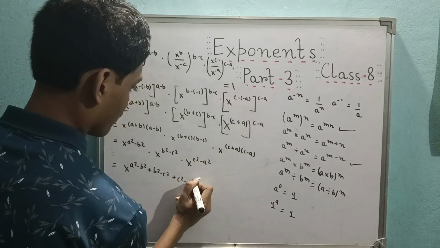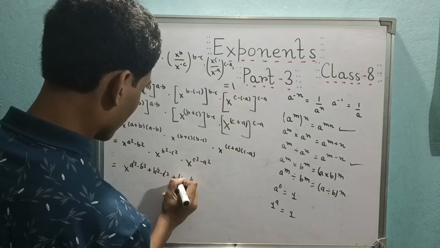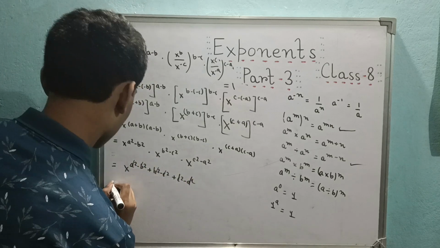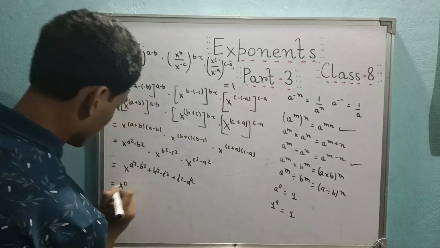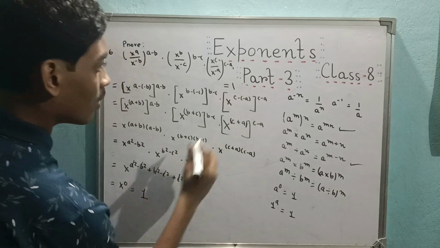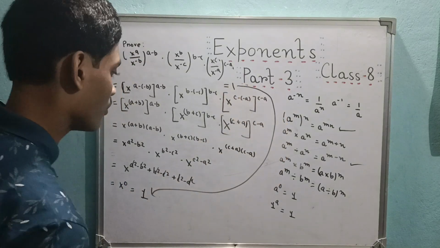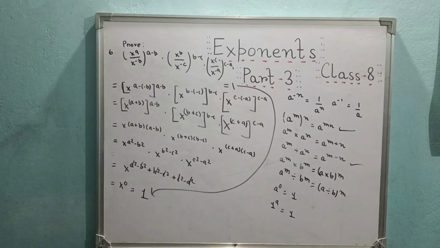And now see. a square minus b square plus b square, this one also goes away. Now this is x to the power 0. x to the power 0 is equal to 1. This is our proof. We did it, right? It's a good proof. Easy.